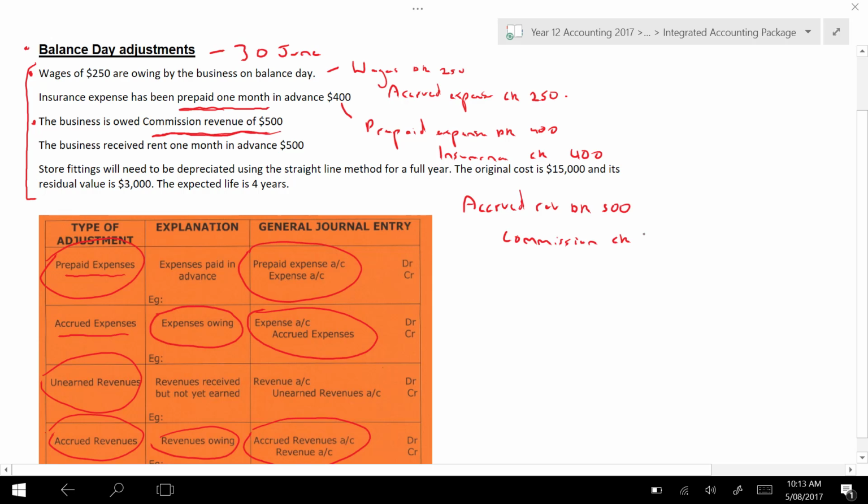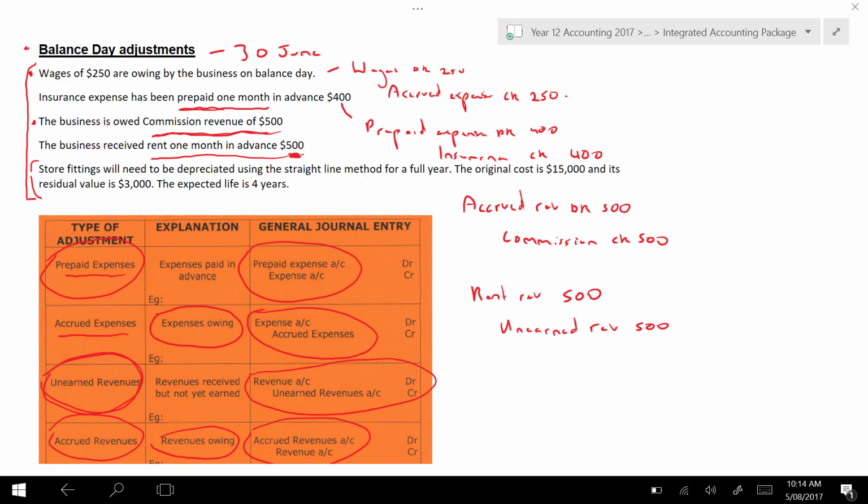Our credit is the revenue account, which is commission. Commission, CR, for $500. The next one, the business received rent 1 month in advance, $500. So we haven't earned this $500, so that's an unearned revenue. There's the journal entry there. Debit the revenue account, credit unearned revenue. Revenue account is rent, Rev, 500. Credit is unearned Rev, for 500.